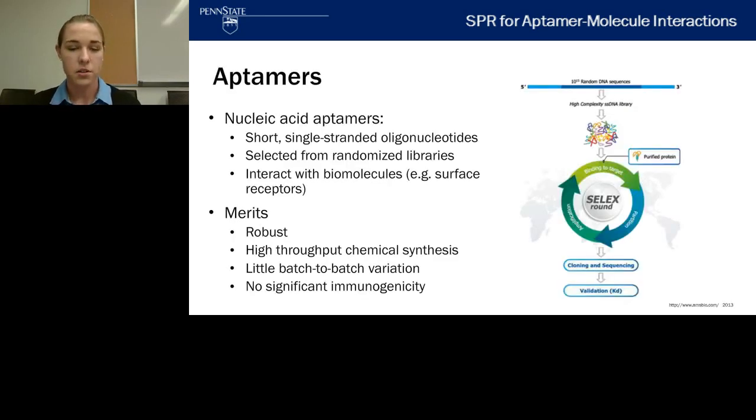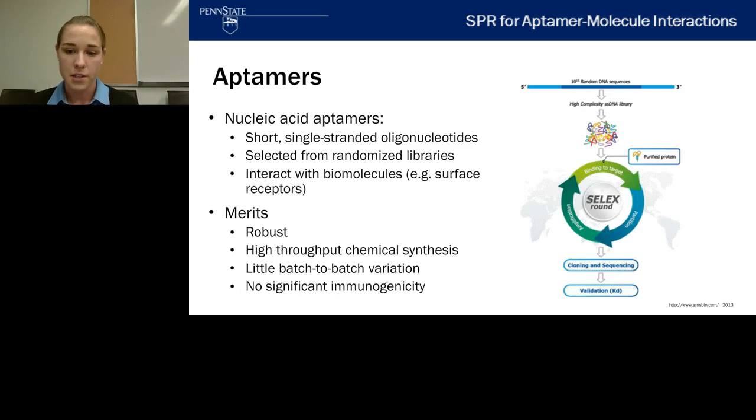So our lab also focuses on the use of oligonucleotide aptamers. And I'll give a little bit of background on what aptamers are. So nucleic acid aptamers are short single-stranded oligonucleotides that can be selected from randomized libraries using the SELEX process. So the SELEX process is shown on the right. In this process, the randomized library is incubated with the target of interest. And this can be a cell or it can be a protein. And the nice thing about this process is if you have a cell of interest, you don't have to know the specific surface receptors you're looking at. You can select toward this cell and then later determine what the target on the cell actually was.